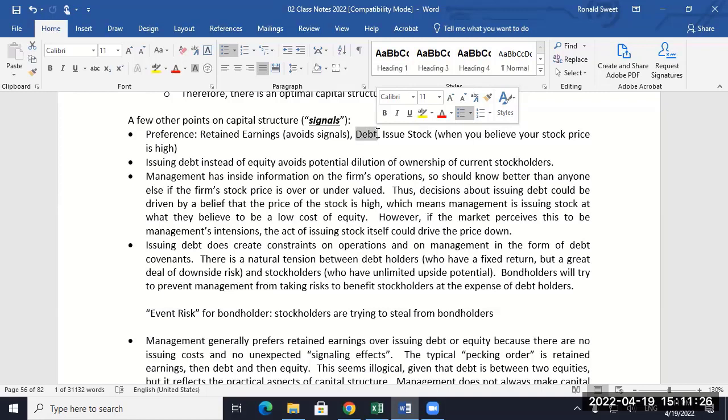So when management issues stock, the stock market's pretty convinced that management thinks their stock is at a good price or even higher. So they prefer retained earnings because it avoids the signals. Then they do debt because they don't want the signaling to the stock market that they think their stock price is at a good level. The other thing about debt is if you issue debt instead of issuing stock, you don't dilute the ownership of the stockholders.